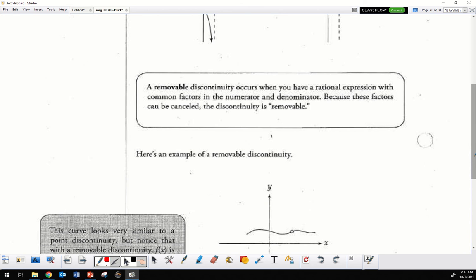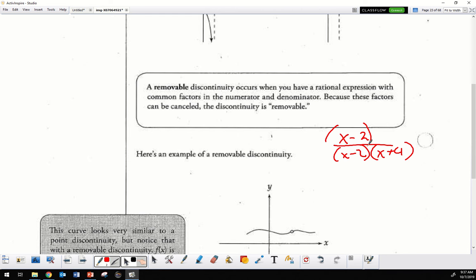Now, a removable discontinuity occurs when you have a rational expression with common factors in the numerator and denominator. Because these factors can be canceled, it is considered removable. So we did a bunch of these where it would be like x minus 2 over x minus 2 and x plus 4. In this occasion, I have a discontinuity where my denominator would be equal to 0, so there would be a discontinuity at positive 2.